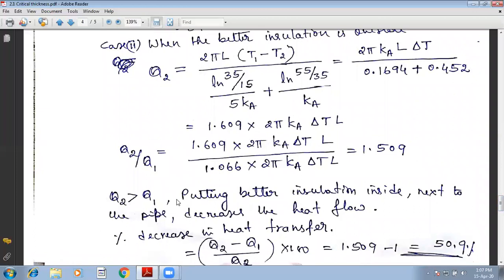Now it gives us a hint, putting better insulation inside next to the pipe decreases the heat. It means that if your intention is to give better insulation, right after the pipe you put better insulating material. Over that you can put the inferior one.